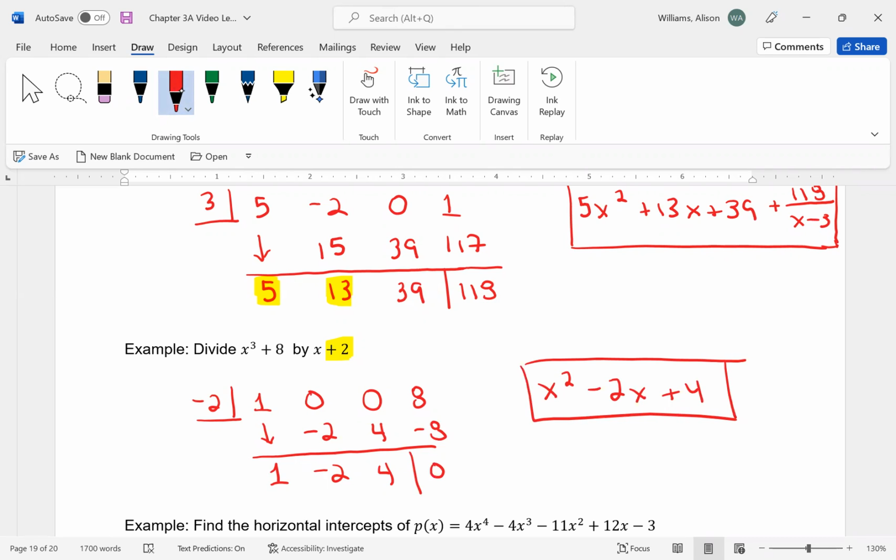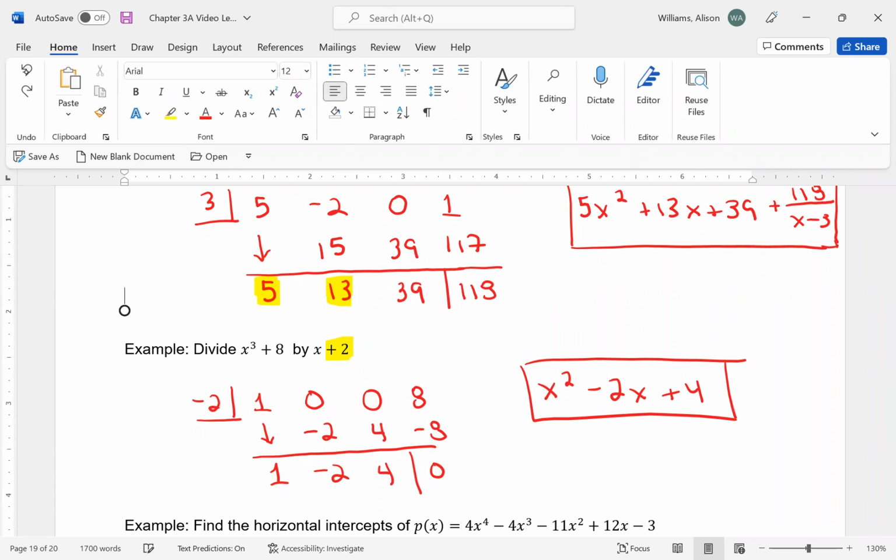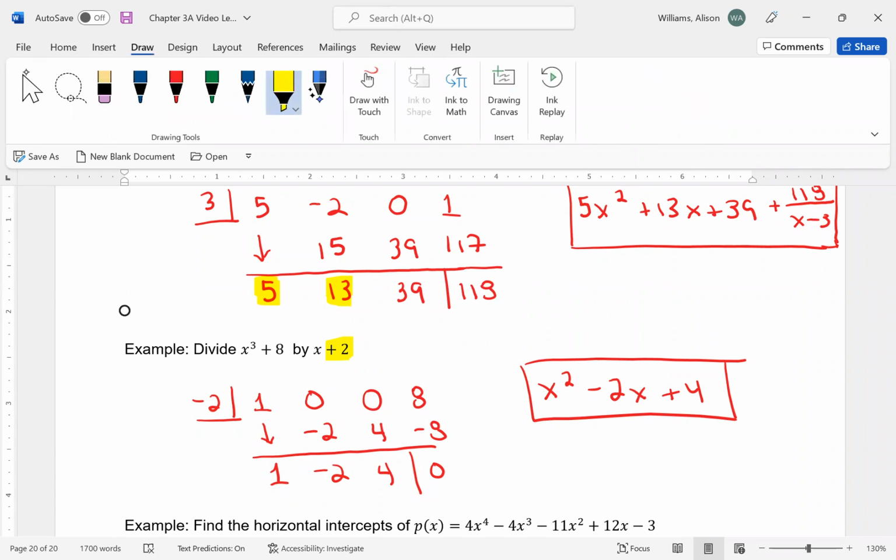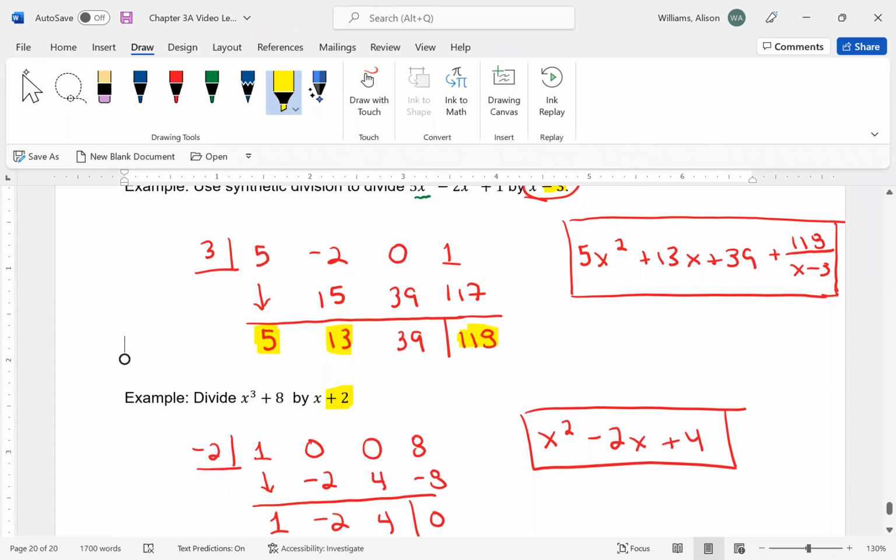Now, I believe in Open Math, some of the questions actually have it set up where you'll put the remainder separately, and you will only need to put the number, the 118. You don't need to put it in fraction form. So this kind of answer that I have in the box is what you'd put if they don't indicate a special spot for the remainder. Otherwise, you'll just write 118 as your remainder.